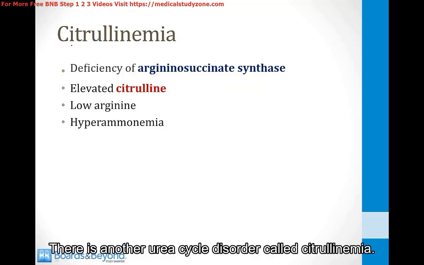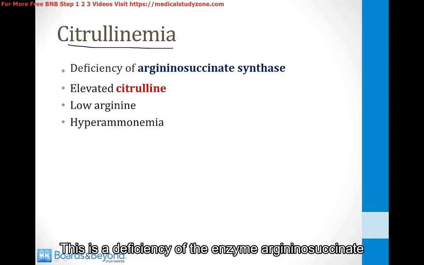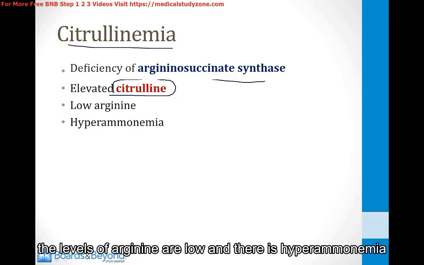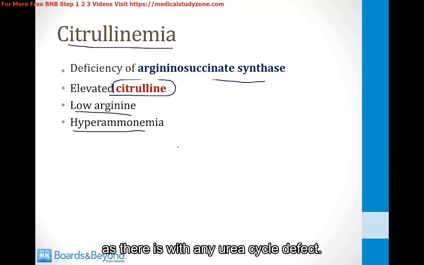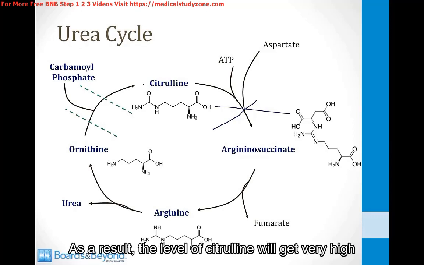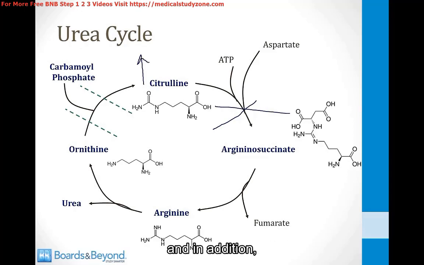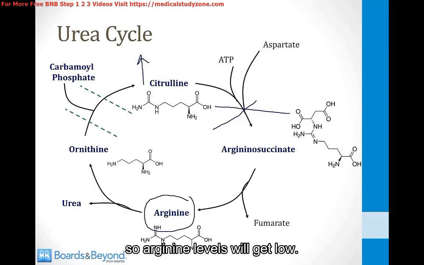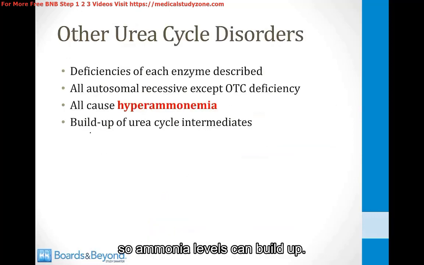There is another urea cycle disorder called citrullinemia. This is a deficiency of the enzyme argininosuccinate synthase. It results in elevated citrulline levels, as the name implies. In addition, the levels of arginine are low, and there is hyperammonemia, as there is with any urea cycle defect. If we go back to our overview slide, argininosuccinate synthase catalyzes this step right here, so this will be dysfunctional. As a result, the level of citrulline will get very high. And in addition, you will not synthesize the amino acid arginine, so arginine levels will get low. And then, of course, you're disrupting the urea cycle, so ammonia levels can build up.